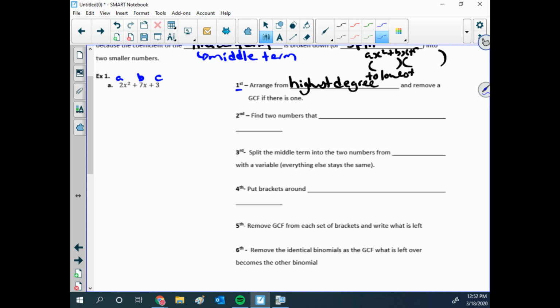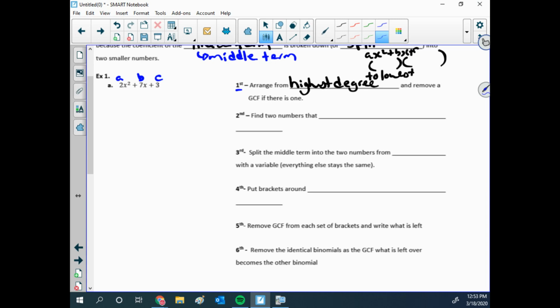The other part of this first step is I need to remove a greatest common factor if there is one. Now, that's not a requirement. That is an optional step just to make your life a little bit easier. So in this question, 2x squared plus 7x plus 3, there is no greatest common factor. So I'm just going to continue on to the next step.